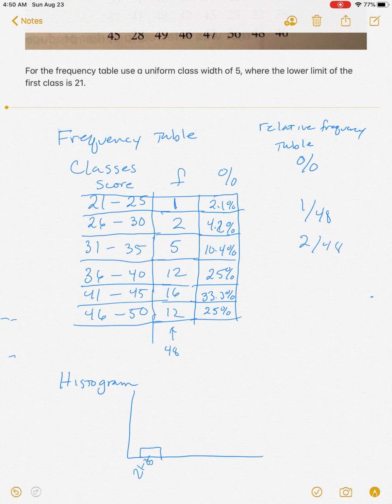I don't care so much that you label out. I'm sorry, that you scale this. Just make 1 smaller than 2, smaller than 5. So twice as high for the next category would be from 26 to 30. And then the next one would be the 5. This is 31 to 35.